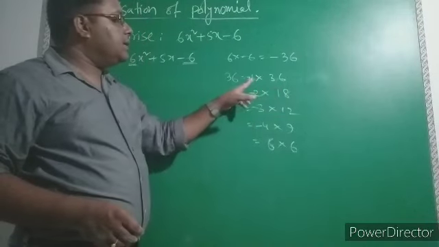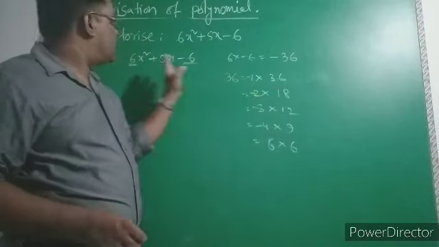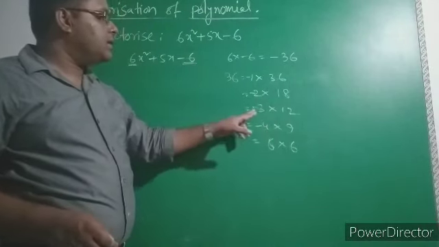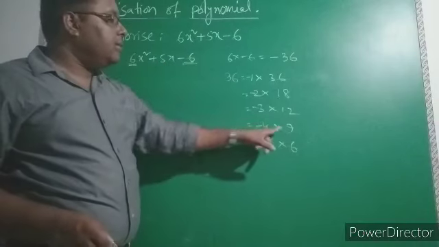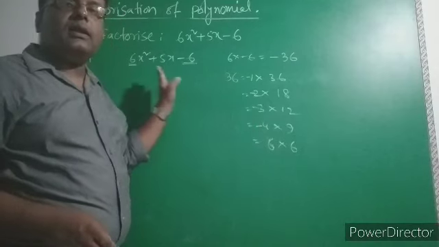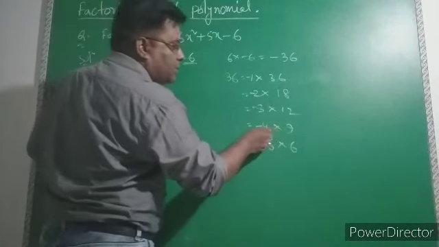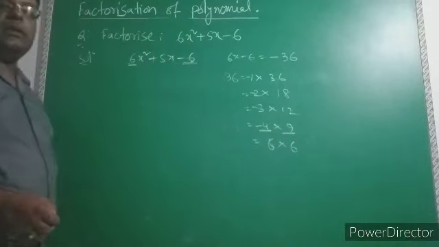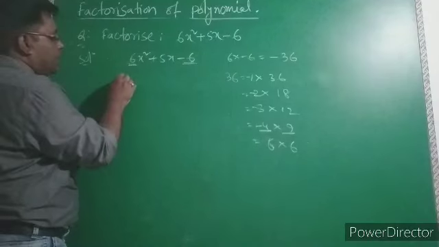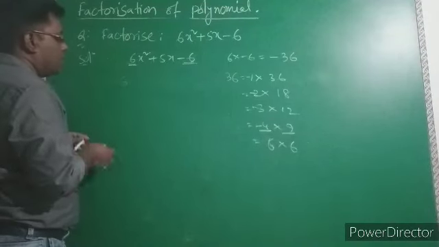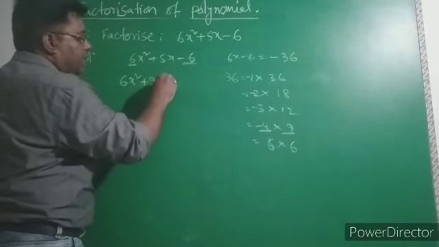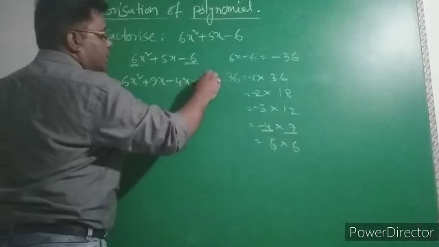So 36 minus 1 is 35, it's not 5. 18 minus 2 is 16, not 5. 12 minus 3 is 9, so not 5. But 9 minus 4, that is 9 plus minus 4, is 5. That is, we have to split this middle term by these two numbers, minus 4 and 9. So we can write 6x square plus 9x minus 4x minus 6.